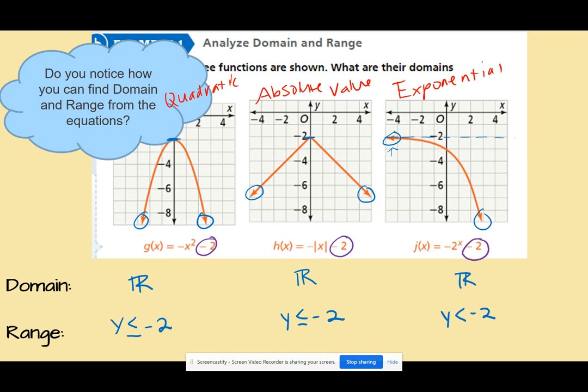Now domain is a little different. You have to think about it. Are there any values that you can plug in for x that will make these equations not work out? No. I can put in any number I want for x. I can put positive numbers, negative numbers, fractions, decimals. Every number that I put in for x in any of these three equations will give me some kind of output. So therefore, I have all real numbers for my domain.